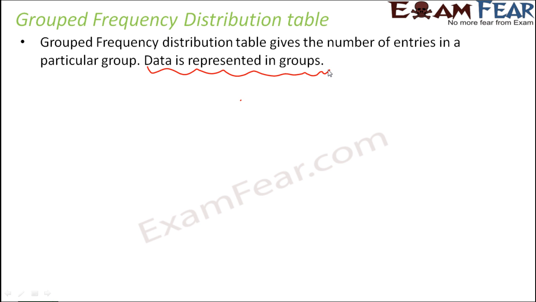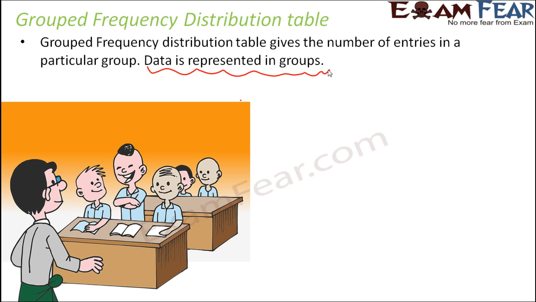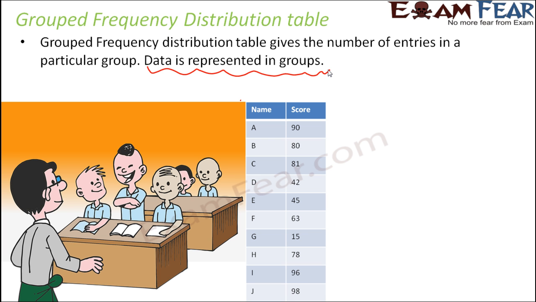Now the idea of grouped frequency distribution table might not be clear only with this statement, that how is data represented in groups? Why is data represented in groups? So let us take an example. Let us suppose that there are 10 students in a class, and the scores of these students are as given on the screen.